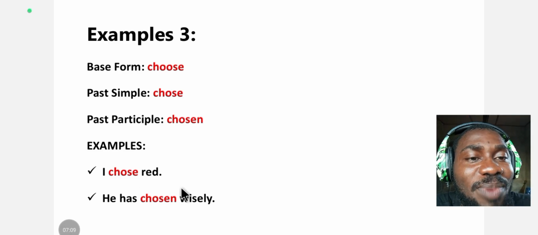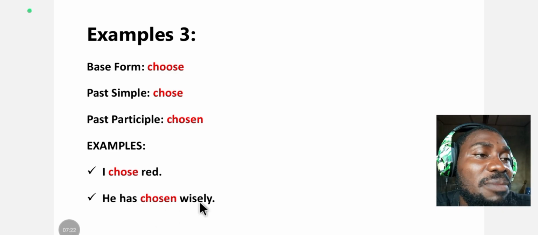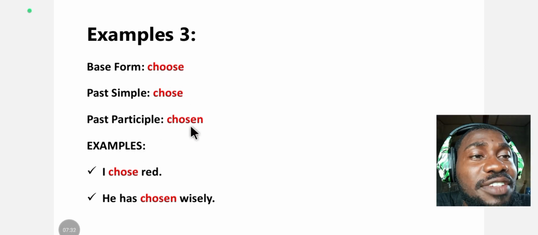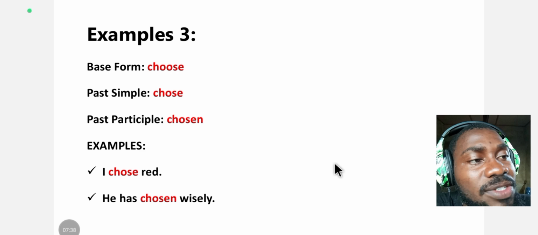This is in a past participle form, having a past perfect form or past perfect tense. The "has" is making it a past perfect tense. That's an irregular verb for you. You can see entirely different spellings. No "ed" added to form a past tense and past participle. Let's look at the next example.